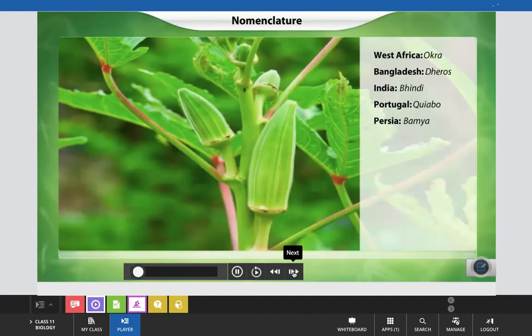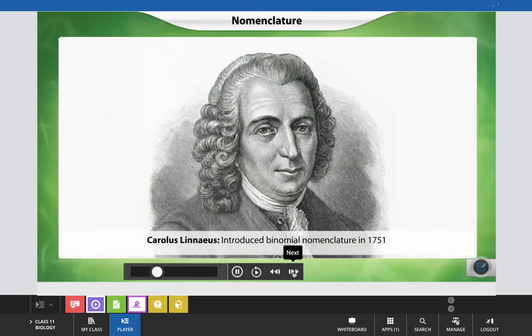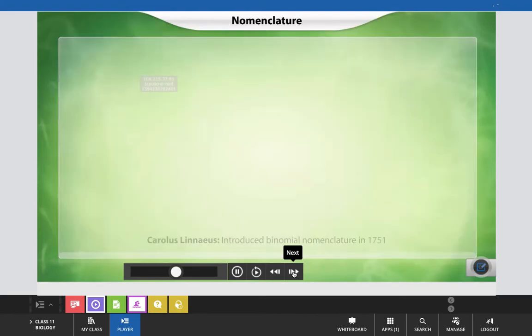The first step in the classification of living beings is to name them. Most of them have a specific local name. However, a local name is not accepted worldwide. In 1751, Carolus Linnaeus provided a solution to this problem. He introduced a scientific naming convention for plants and animals.